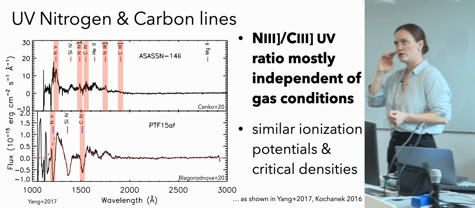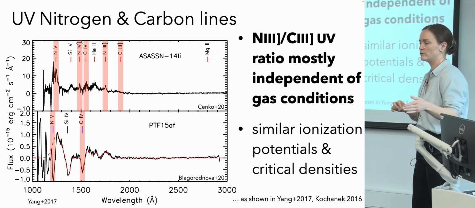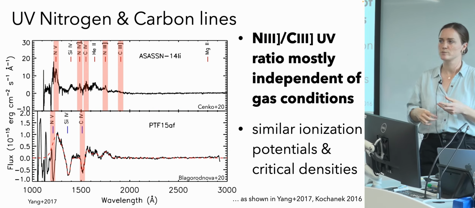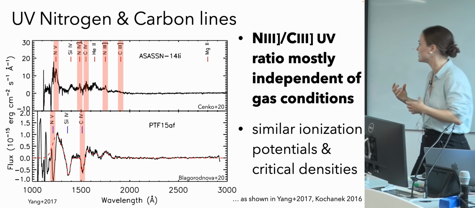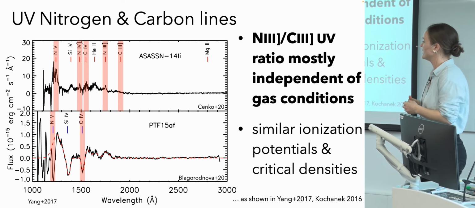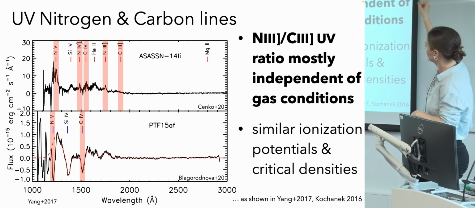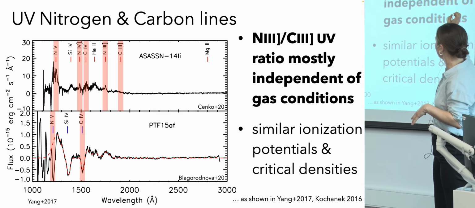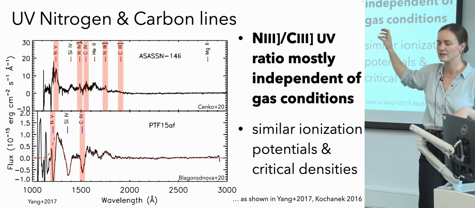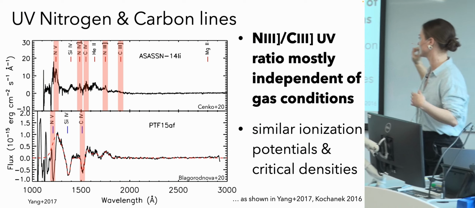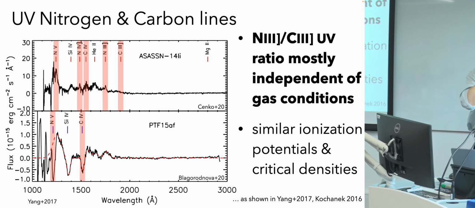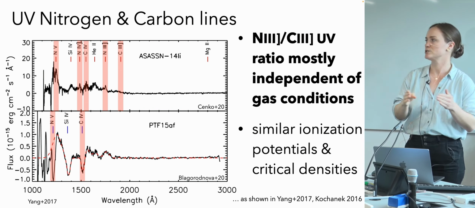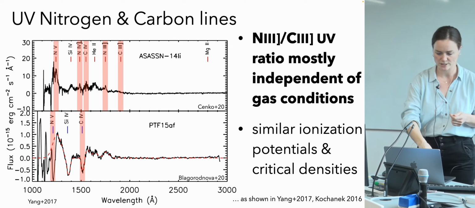And so connecting a line ratio to an abundance ratio is not trivial. It's very dependent on the radiation transport, especially in a very dense medium that's not necessarily in thermodynamic equilibrium. But it turns out that for UV nitrogen and carbon lines, and again, this has been done for AGN before, the ratio is mostly independent of the gas conditions because these lines have similar ionization potentials and critical densities. And so there are much fewer other factors, and it's easier to convert from a line ratio to an abundance ratio.